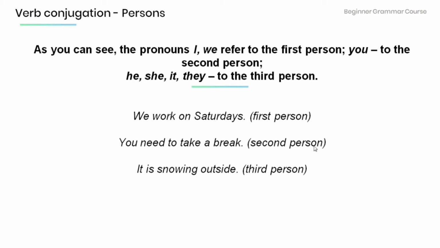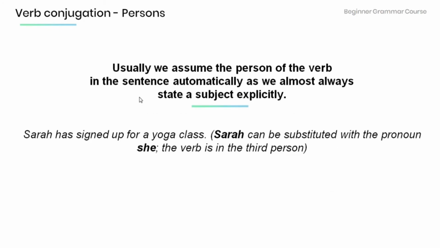Have a look at the examples below. We work on Saturdays. We is in the first person. You need to take a break. You is in the second person. It is snowing outside. It, third person. Now, usually, we assume the person of the verb in the sentence automatically, as we almost always state a subject explicitly.